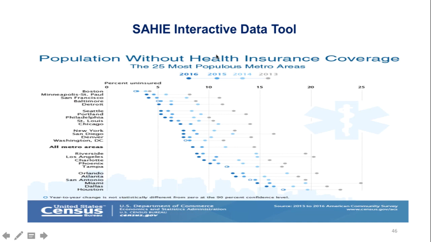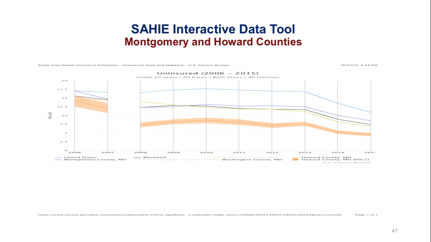You can also look at the population without health insurance coverage. Nationally you can compare and see what states need more financial aid, in terms of cash or subsidy, in terms of redistribution in taxes. And this is the Montgomery and Howard counties I selected. You can choose different states or different counties.